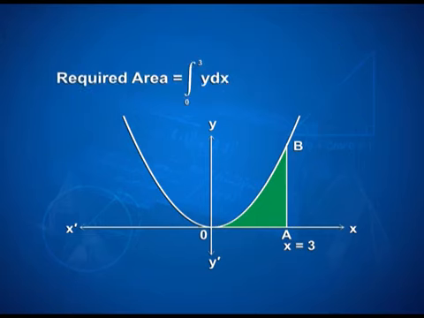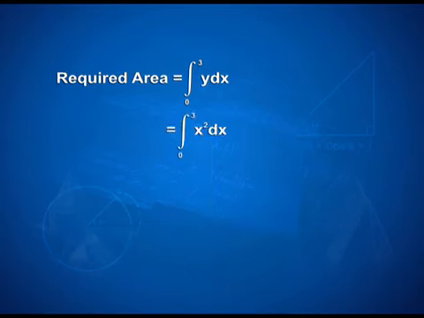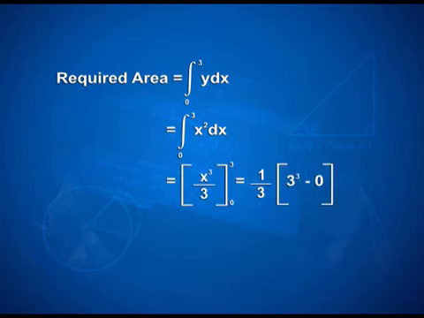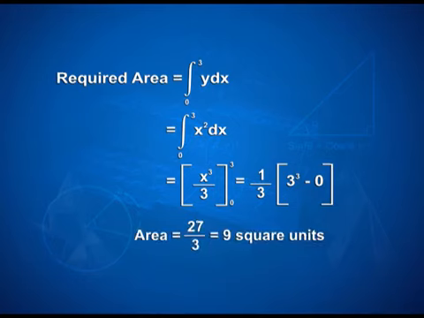Therefore, required area is equal to integral 0 to 3 y dx, that is equal to integral 0 to 3 x square dx. On integrating, we have x cube upon 3 with limits 0 and 3. On applying limits, we have 1 upon 3 into 3 to the power 3 minus 0, that gives us 27 upon 3 is equal to 9 square units as area.